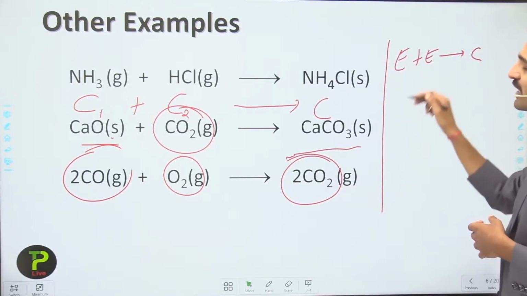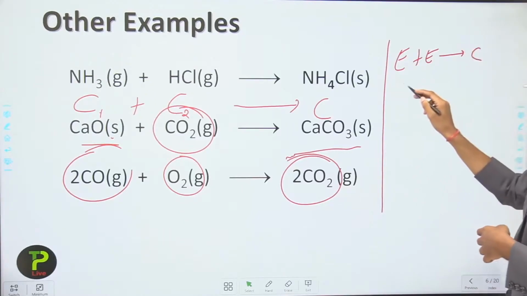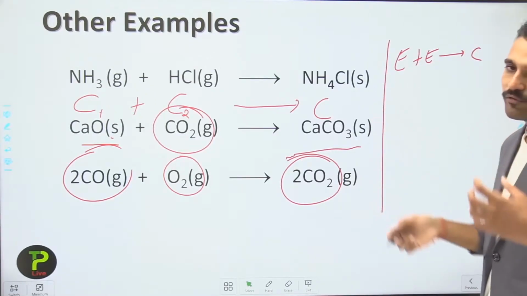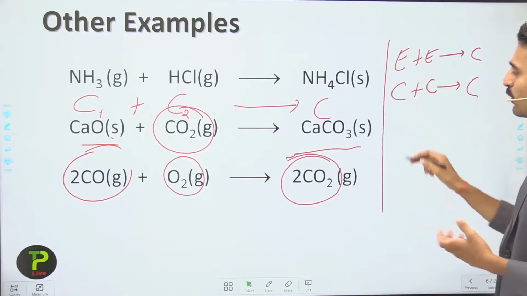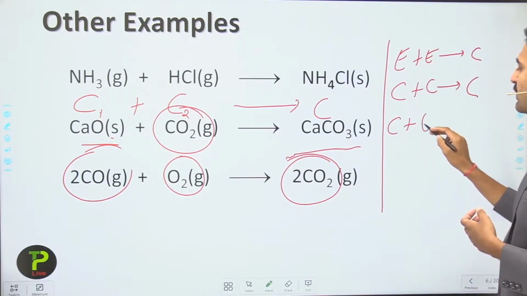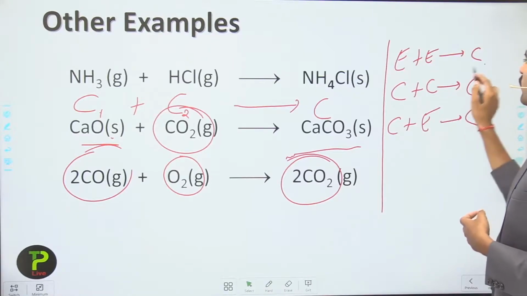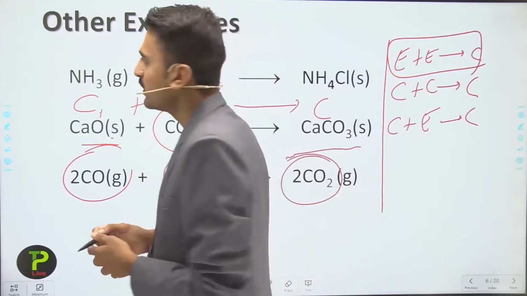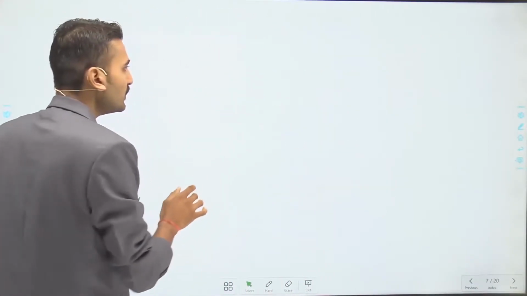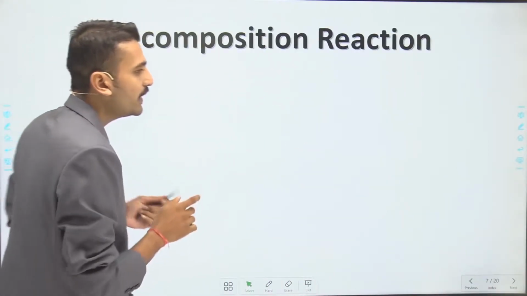This particular reaction is named a synthesis reaction, and the other two types of combination reactions are those in which a compound combines with a compound to form a compound, and a compound combines with an element to form a compound. So this special reaction is named a synthesis reaction. Let's proceed to another reaction, decomposition reactions.